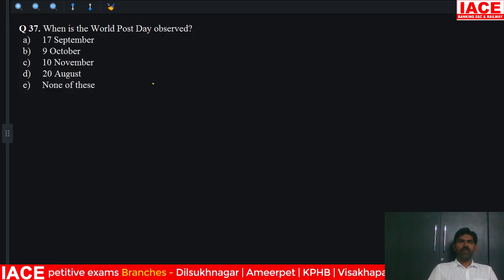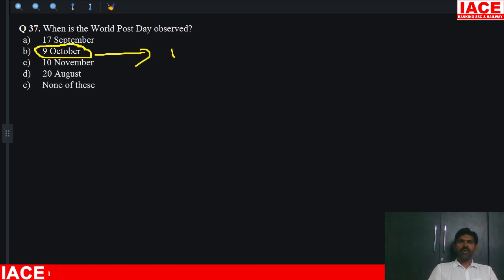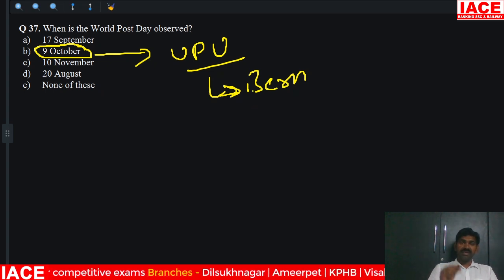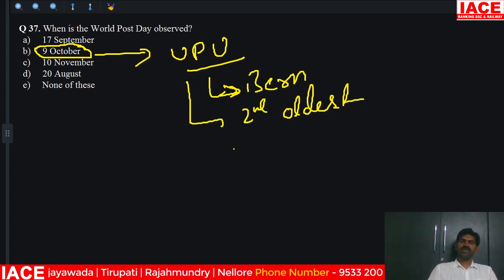When is World Post Day observed? Very, very important. The answer is 9th October. On the internet you get diversified answers. Few people mention 10th October, but it is actually 9th October. It is the day on which the UPU, Universal Postal Union, was established. Remember that the Universal Postal Union is headquartered in Bern, Switzerland, and it is the second oldest international organization in the world.